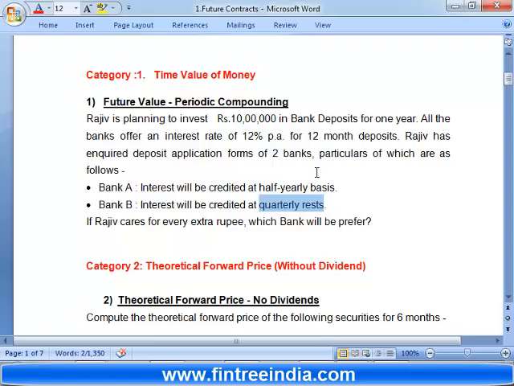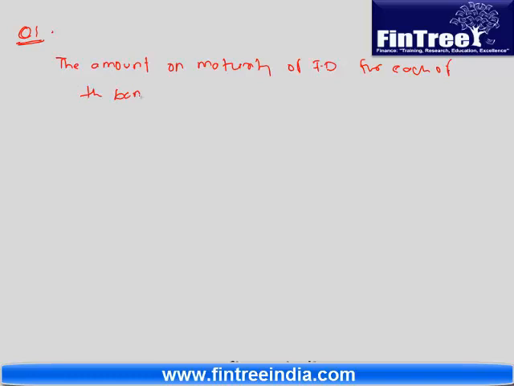He will prefer bank B. So you don't expect a question like this on the exam. This is only for concept building. So we will solve this question. Let's solve together. Question number 1. The amount on maturity of fixed deposit for each of the banks can be calculated as follows.